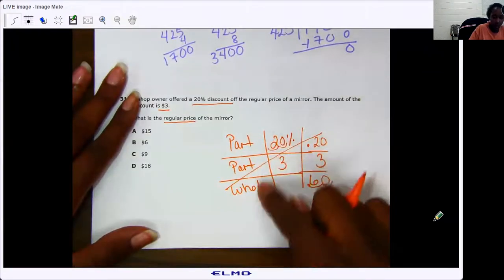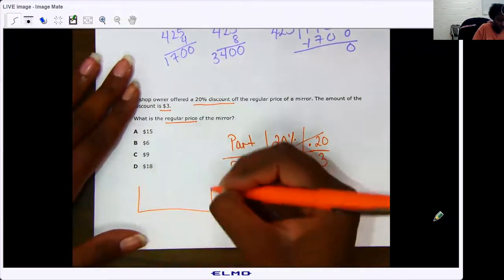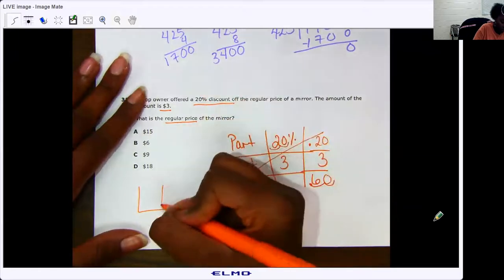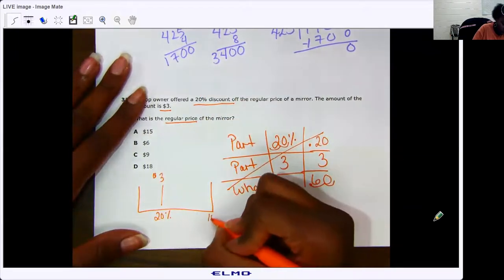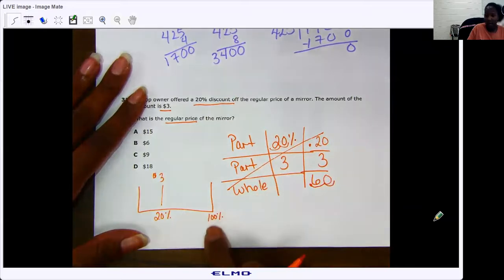Disregard, it's still part whole. Let's look at that again. Our discount is 20%, which was $3. I want to know what the total was. Sorry guys, I forgot my total.